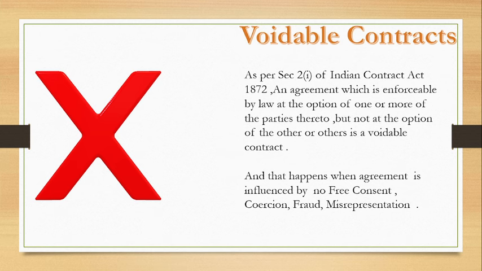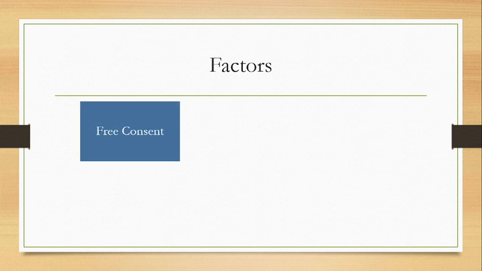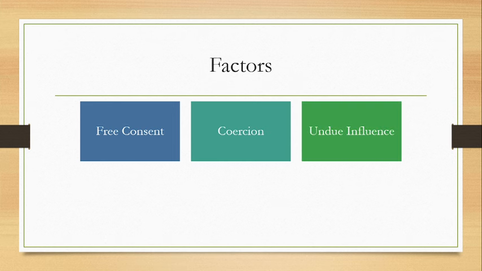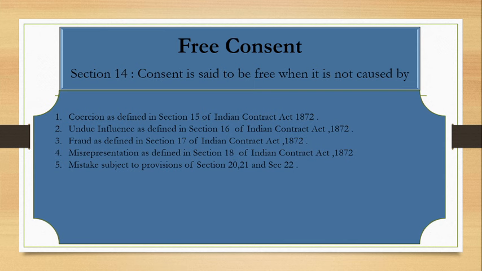Essentials of voidable contract, or the pillars of voidable contracts, are free consent, coercion, fraud, and misrepresentation. Factors for voidable contracts are free consent, coercion, undue influence, fraud, misrepresentation, competent. One by one, we will see all these features or terms which are defined in different sections of the Indian Contract Act.